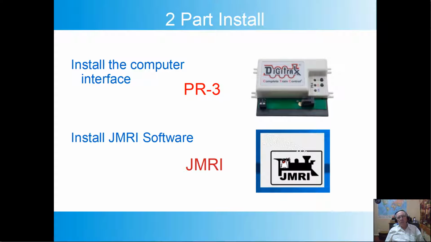Installing JMRI is a 2-part installation. First, you have to install the hardware, the computer interface. Today's example, we'll be using a PR3 made by Digitrax. Then we'll install the JMRI software.